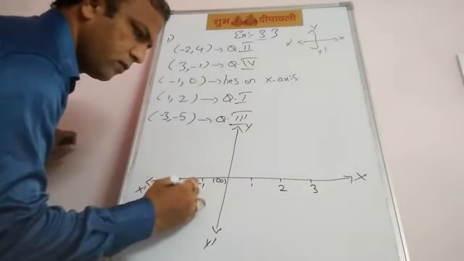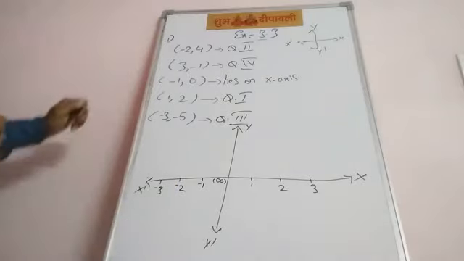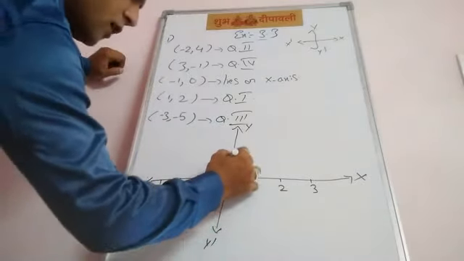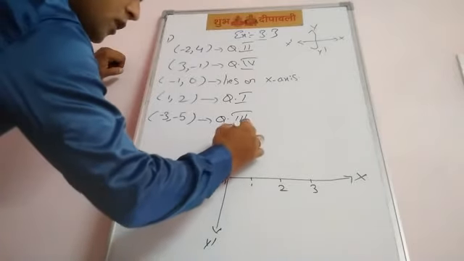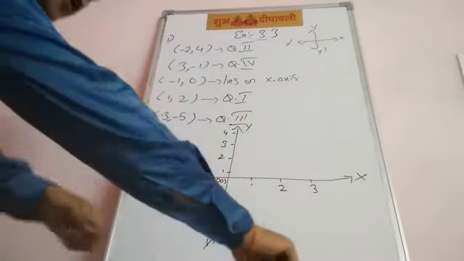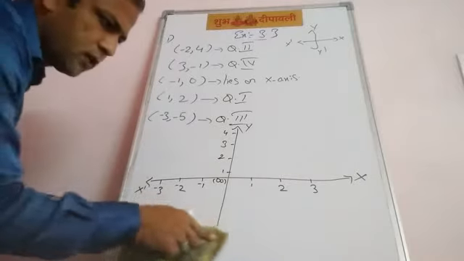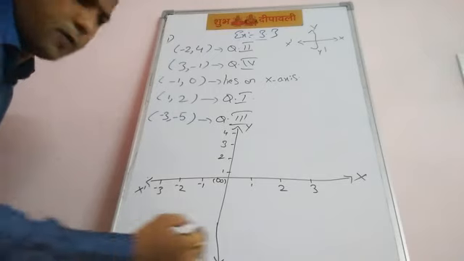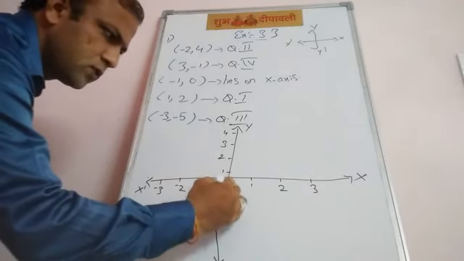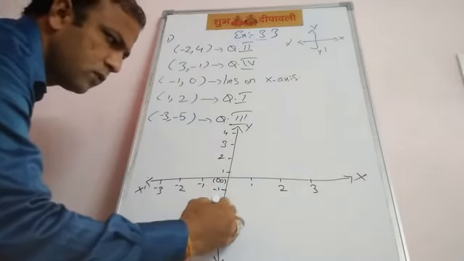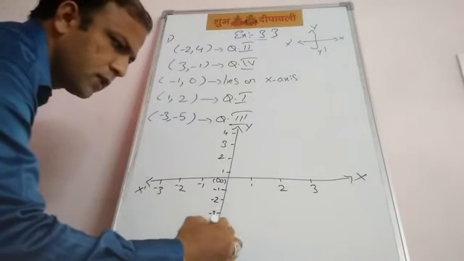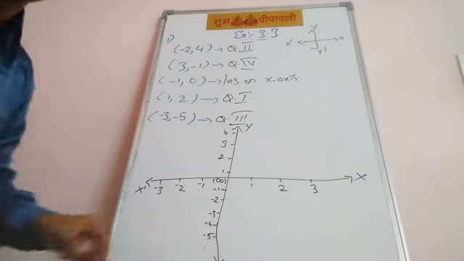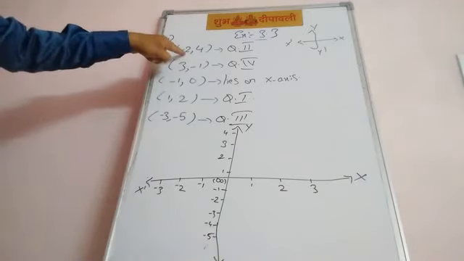-1, -2, -3. On the y axis, the maximum is 4. So I'll write here 1, 2, 3, 4. But to the negative we have numbers till 5, right? So I'll extend this line. Okay, I have extended. So minus 1, minus 2, minus 3, minus 4, minus 5.